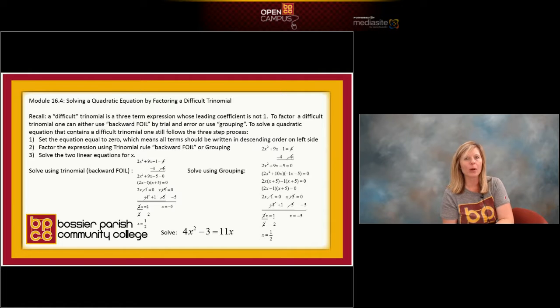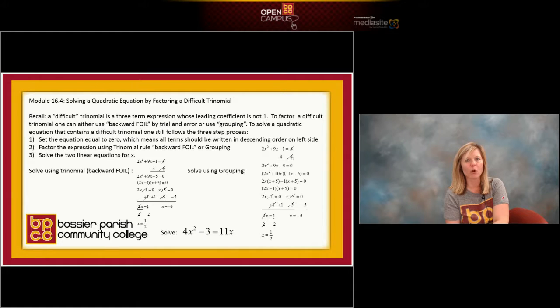So if you look at your PowerPoint, my quadratic equation is 2x squared plus 9x minus 1 equals 4. We know it's an equation, it has an equal sign. We know it's quadratic, it has an x squared. Step 1 is always set equal to 0.